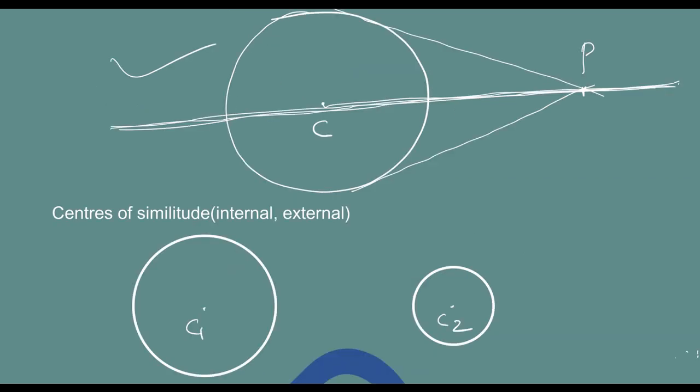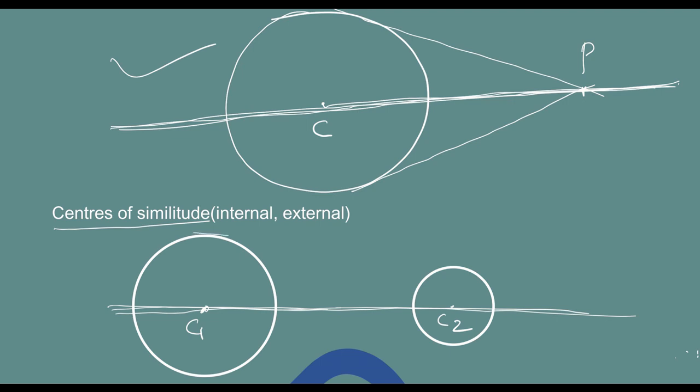Now we are going to see a concept called centers of similitude. Suppose I have two circles here. Now what I do is, I will draw the line joining the centers. Then obviously, because this line is a diameter to both the circles, the whole diagram is symmetric about this line. Meaning both the first circle and second circle are symmetric about this line.